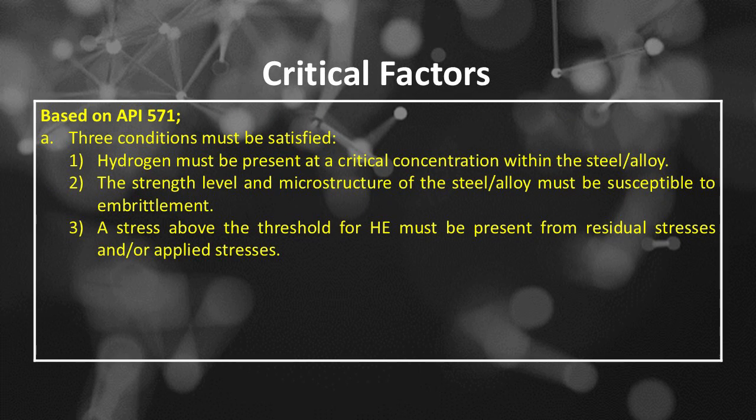Hydrogen embrittlement or heat damage mechanisms. Critical factors based on API 571. Number A, 3 conditions must be satisfied. Number 1, hydrogen must be present at a critical concentration within the steel/alloy. Number 2, the strength level and microstructure of the steel/alloy must be susceptible to embrittlement. Number 3, a stress above the threshold for HE must be present from residual stresses and/or applied stresses.